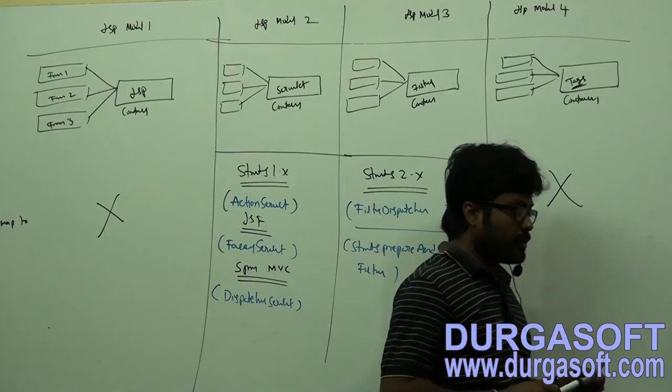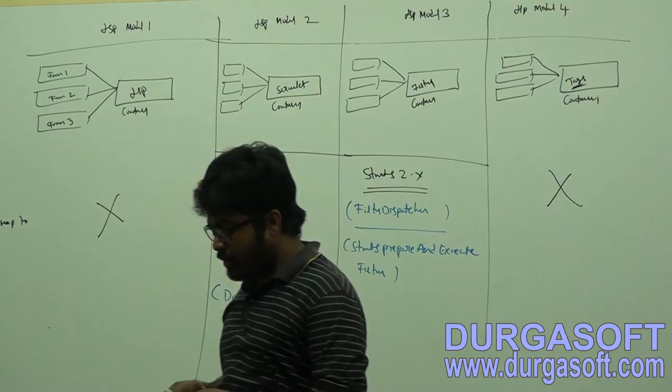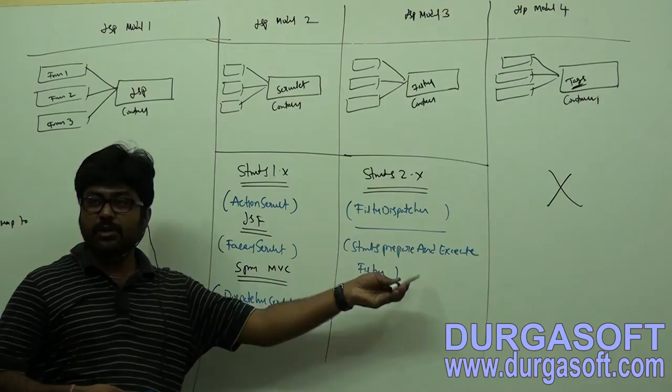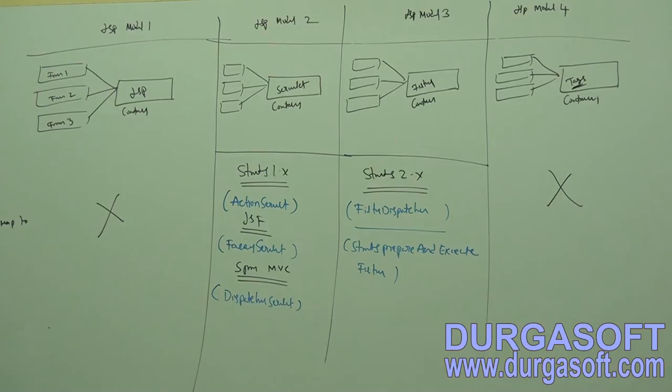So as per Struts 1.x, we have to map our input form requests to one single controller. The controller name is action servlet. We have to map our input form requests to action servlet. In case of Struts 2.x, we have to map it to filter dispatcher or struts prepare and execute filter. You can go through any filter. For JSF, it is faces servlet.